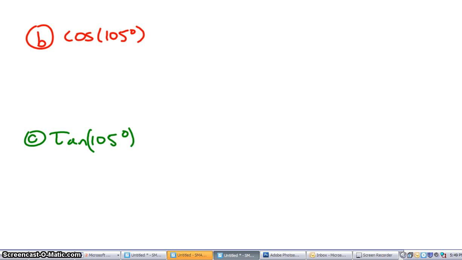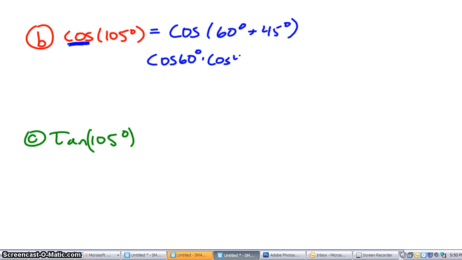Now for the cosine of 105, again they have broken it up for us, and so we have the cosine of 60 plus 45 degrees. So this is the second function I'm dealing with because they want all three. The cosine of 60 will give us the cosine of 60 degrees times the cosine of 45 degrees. To that we are going to subtract the sine of 60 degrees times the sine of 45 degrees.